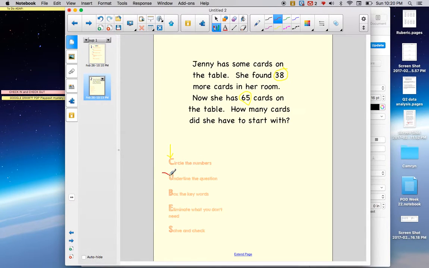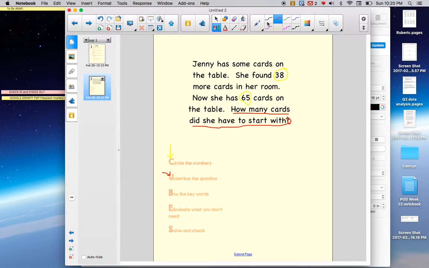U is underline the question. Boys and girls, the question is not the whole thing. Find the question mark. Oh, here it is. Hi, question mark. You're just going to underline the sentence until you get to the period before. Oh, there's my capital letter. There's my period from the last sentence. This is where it starts. So the question says, how many cards did she have to start with?